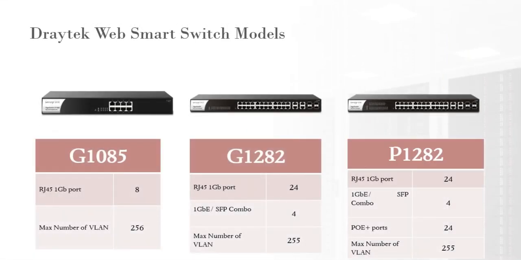Here we've got the models that fall under the web smart switch category. We've got the 8-port VigorSwitch G1085, the 24-port G1282 and the 24-port P1282 switches. The G and the P1282 switches come with combo ports, which means they've got an extra 4 ports which can be used for RJ45 or SFP connection.